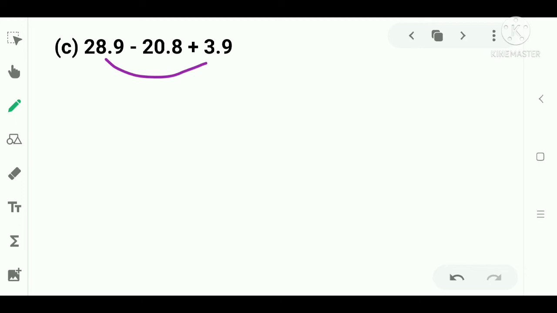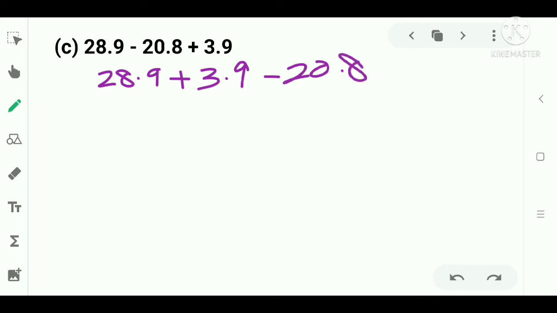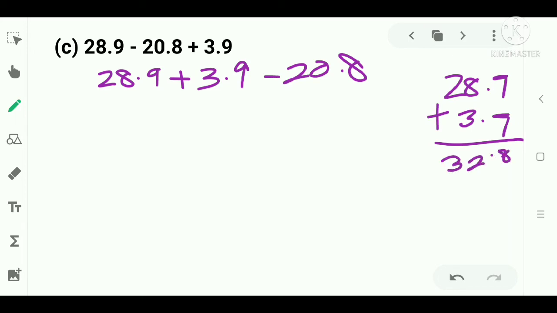So we will add 28.9 and 3.9. So just write down 28.9 plus 3.9. Write down first it and then minus 20.8. You can write in this way also. Now students, we will add 28.9 and 3.9. 28.9, 3.9. So it is 32.8. When you add it, then it is 32.8. So we will write here 32.8.